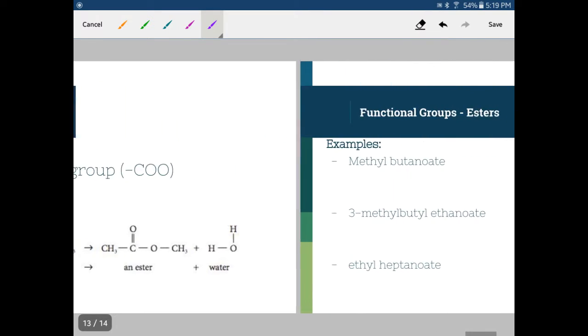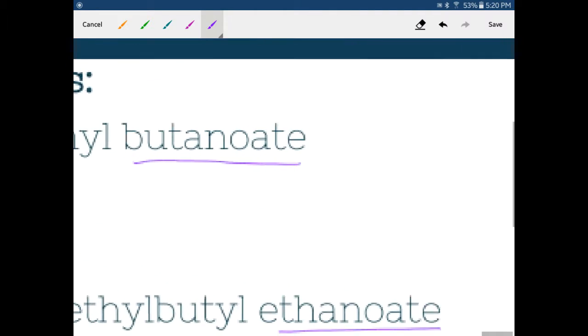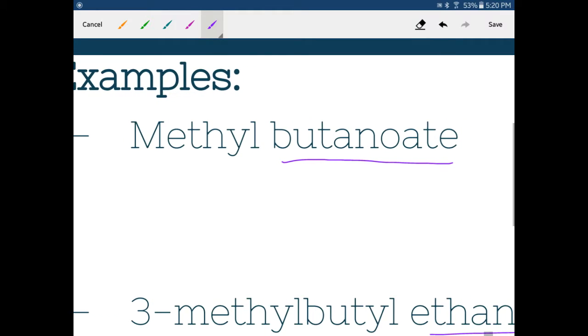So if we go to name methyl butanoate, the trick here is when we're naming these things, we need to identify which is the branch and which is our parent chain. So I always like to look at my butanoate as my parent chain, or my ethanoate as my parent chain, or my heptanoate as my parent chain. The methyl group is going to be a branch that's coming off of our parent chain. So I'm going to sort of draw these out, and I'm going to go through what they look like.